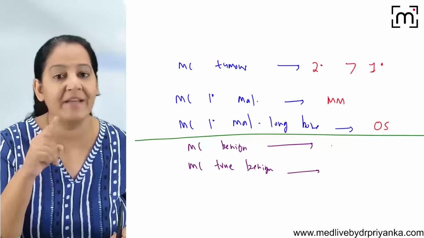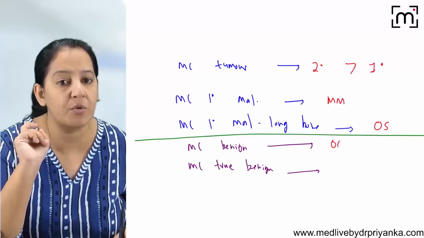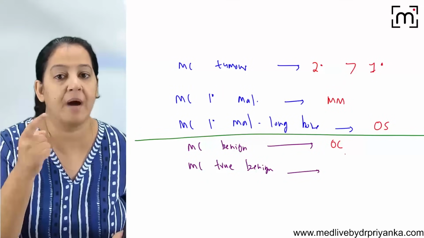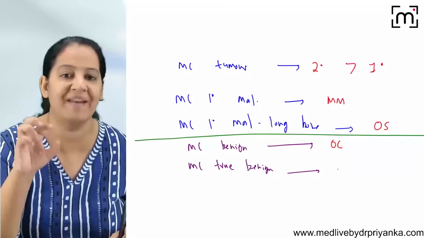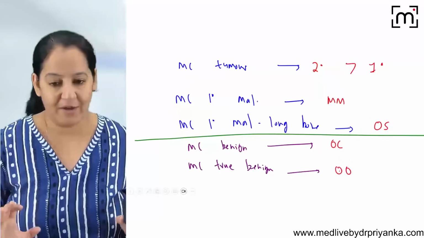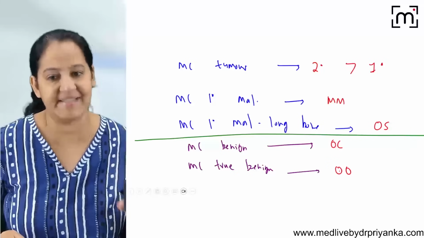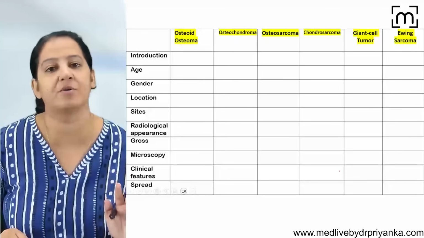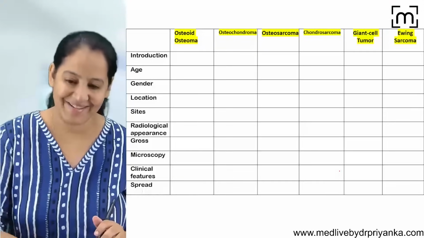So most common benign bone tumor is osteochondroma, but it's not a true tumor. It's not a true neoplasm. Among the true, most common benign is osteoid osteoma. So that you have to learn. And most common tumor of the hand is enchondroma. So you frequently get questions, especially MCQ questions or one-liner questions here. So let's start it one by one.